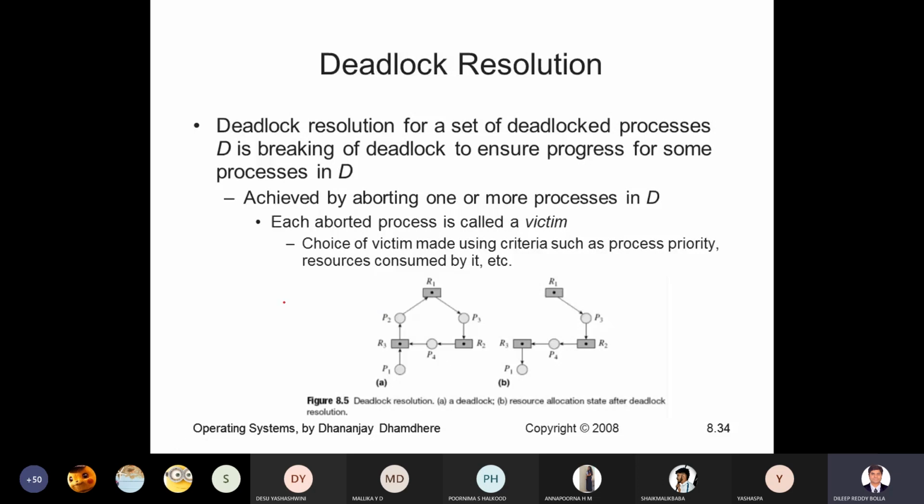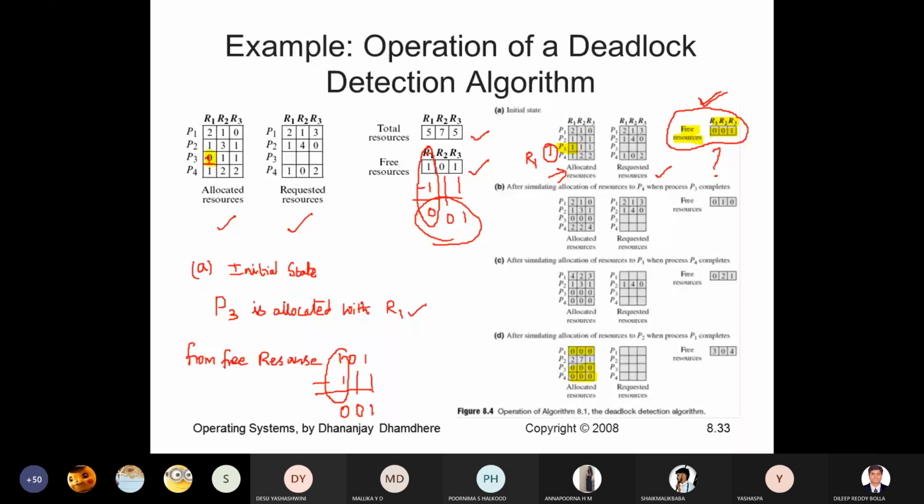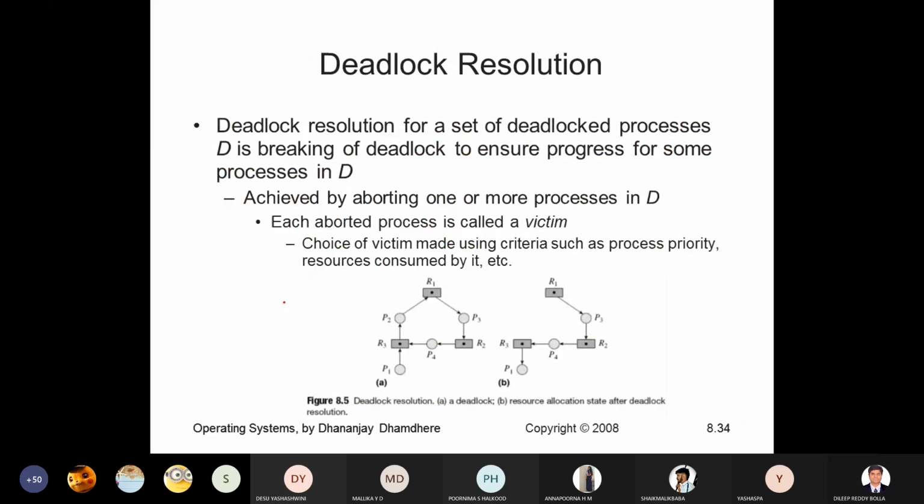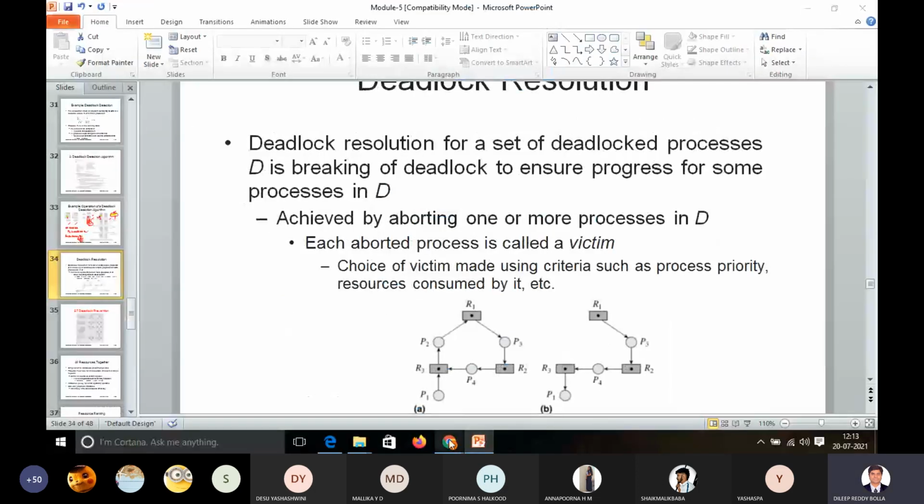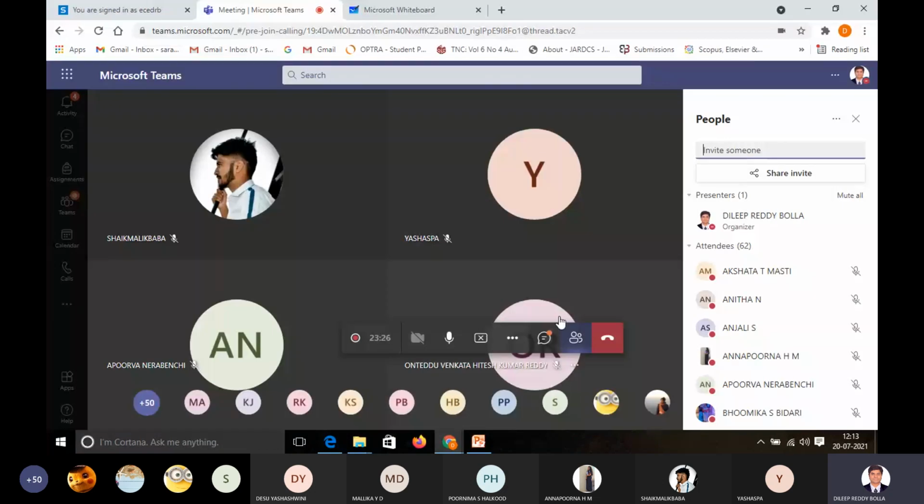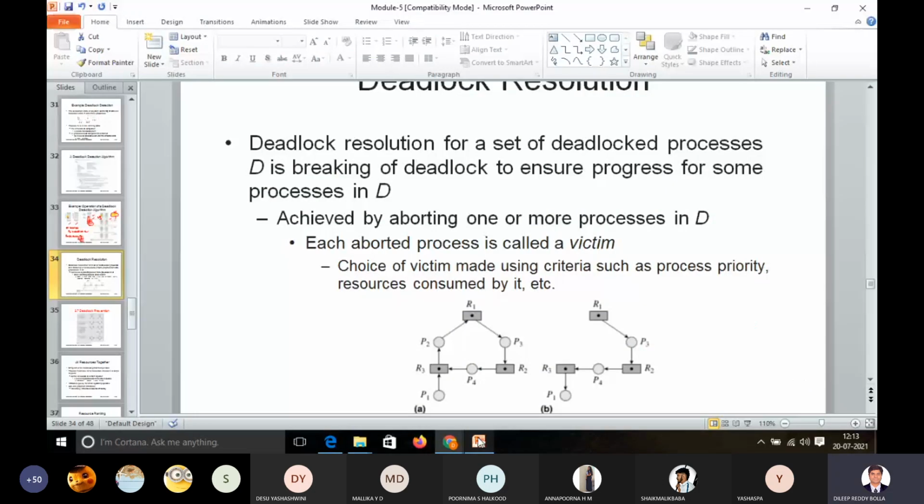Now what you can do is, in this manner you can take your own example and try to find out what will happen, whether we get deadlock or not. You need to detect it that way. So that's how we are able to detect the deadlock. Is that clear? Yes or no? Any questions on the deadlock detection algorithm? Is that clear?